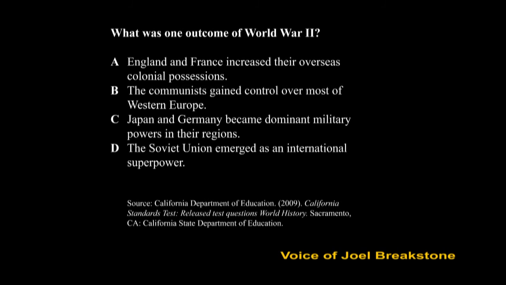Great. So looking through this list, I see there are a lot of things that are required in order to answer this. One is a very basic thing: it requires reading comprehension. Students need to be able to read and decode the question. I saw somebody wrote down academic vocabulary. Students need to know what an outcome is. And beyond that, there are some crucial vocabulary words like colonial possessions. You need to know what a communist is, dominant military powers, international superpowers.